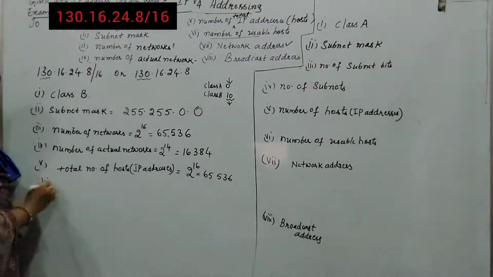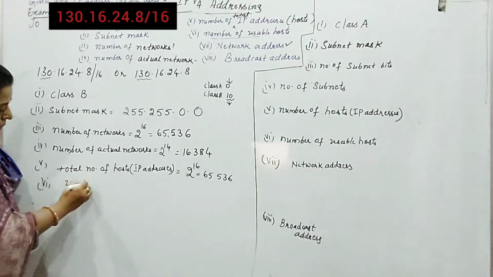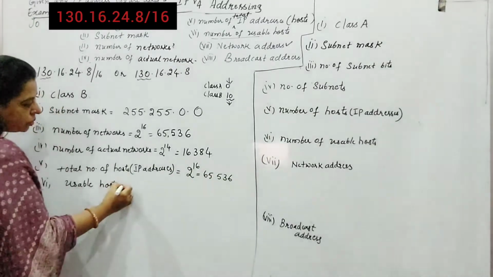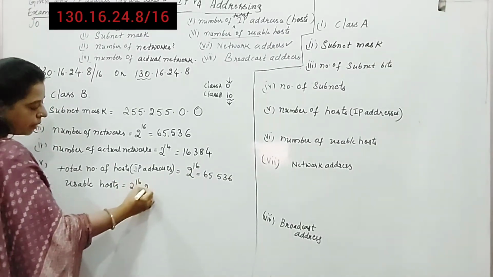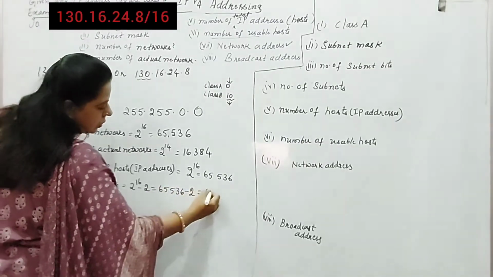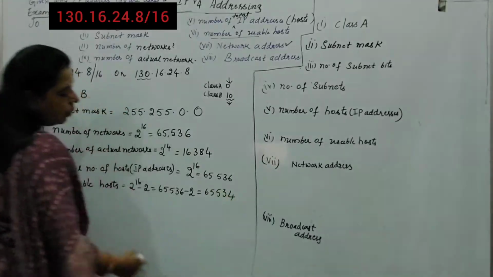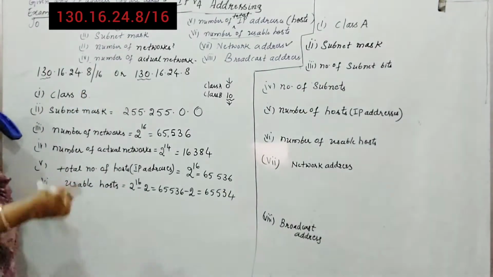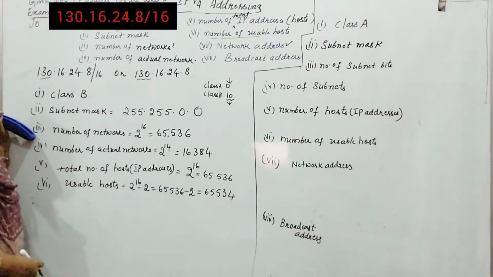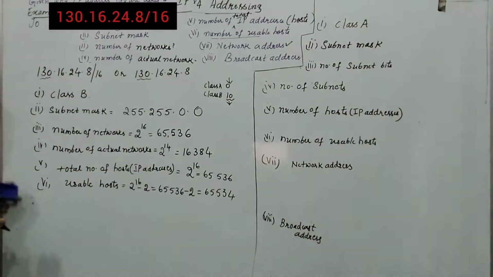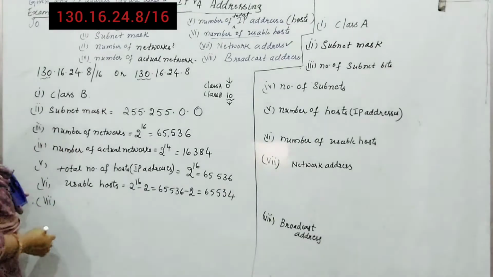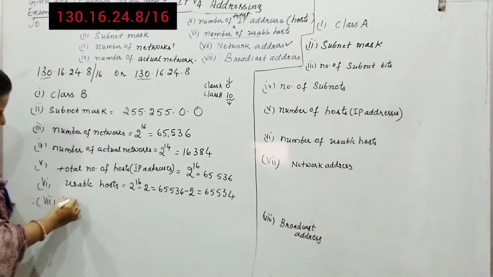But out of that, how many usable hosts are there? For usable hosts, you need to subtract 2 IP addresses from this. So you get 2 to the power of 16 minus 2, which is 65,536 minus 2, equal to 65,534. Only 2 addresses you are subtracting: the network address and the broadcast address. If you subtract these two, you get that many. Next is the network address, the first address you need to find out.